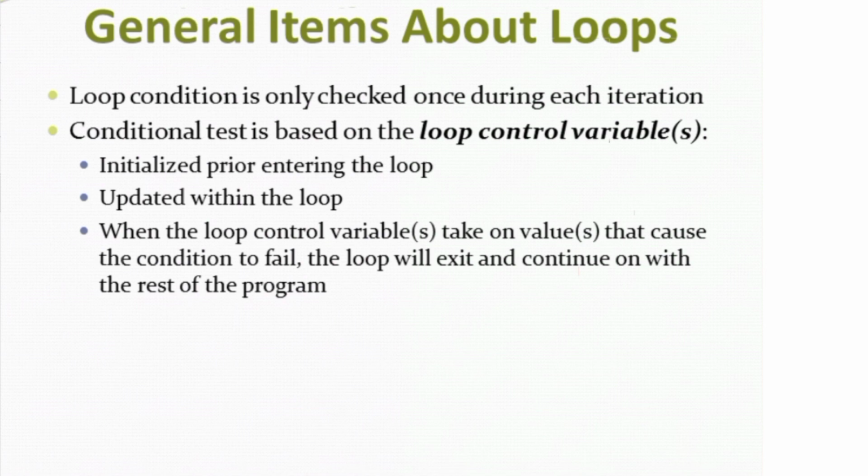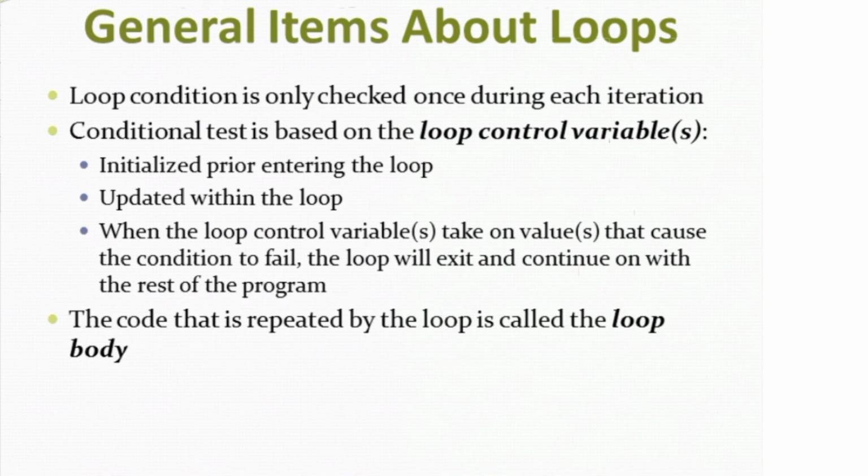All right, they need to be updated somewhere within the loop, and when the loop control variable takes on a value which causes that condition to fail, the loop is going to stop and continue on with the rest of your program. Like I mentioned before, the for loop or the counter-based loop actually takes care of most of this for you. If you use the conditional-based loop or the while loop, you're going to have to actually make sure that you take care of all these steps.